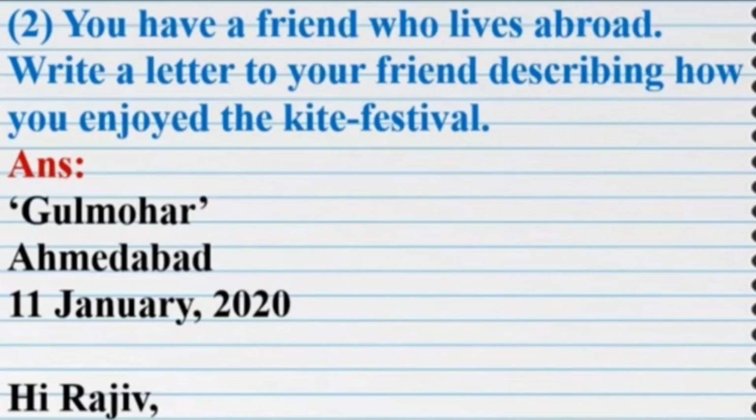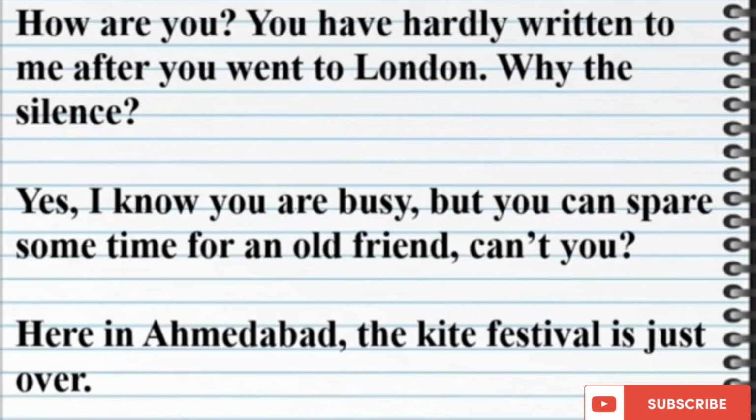Okay, next is, you have a friend who lives abroad. Write a letter to your friend describing how you enjoyed the kite festival. So first we write the address, Gulmohar, Ahmedabad, 11 Jan 2020. Then we put a salutation, that is, Hi Rajiv. Okay, then in the main body we will write, how are you? You have hardly written to me after you went to London. Why the silence? Yes, I know you are busy, but you can spare some time for an old friend, can't you? Here in Ahmedabad, the kite festival is just over.